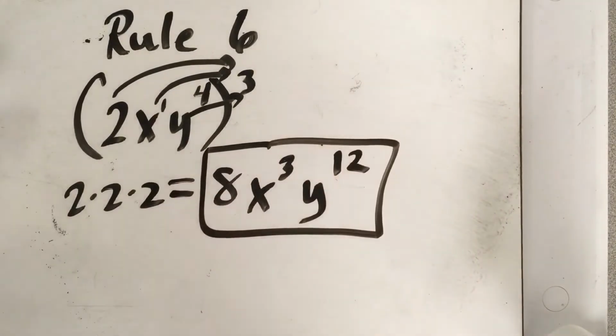So final answer, 2 to the 3rd is 8. X being raised to the 3rd power is x to the 3rd. Y to the 4th being raised to the 3rd power is y to the 12th. Chain rule, just treat each part of the problem as its own problem, and then put it all together like a chain.